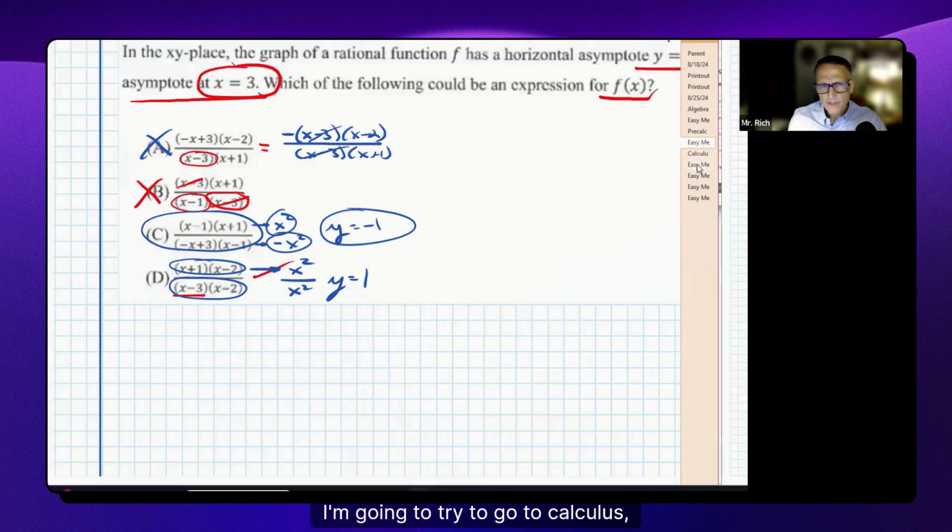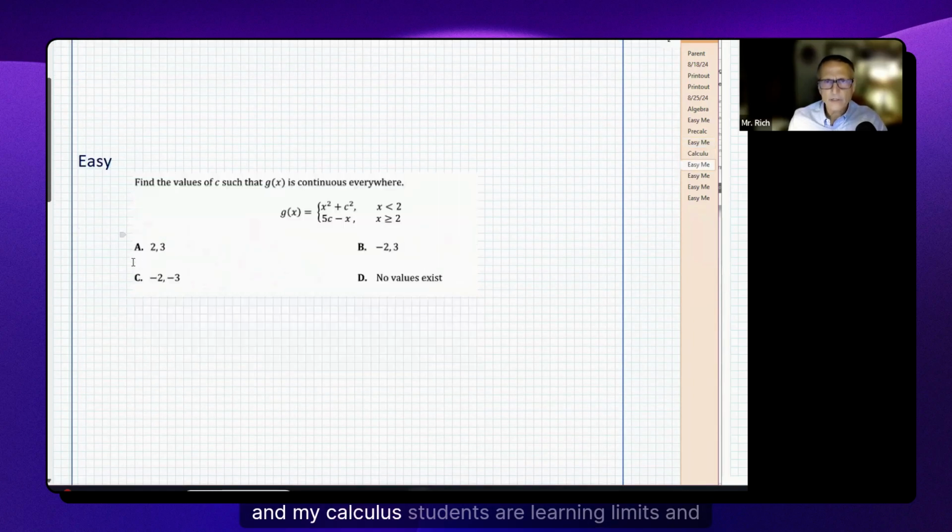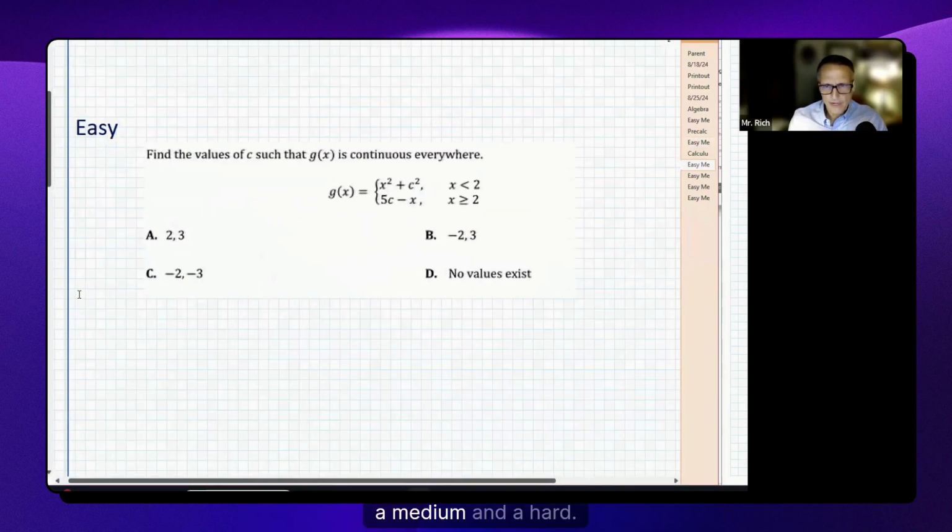I'm going to try to go to calculus. And my calculus students are learning limits. And I'm going to do an easy, a medium, and a hard.